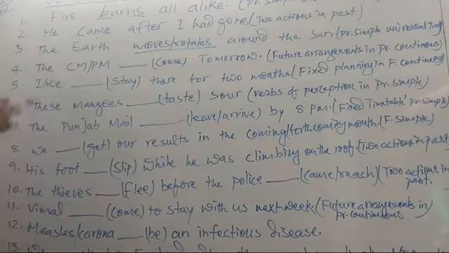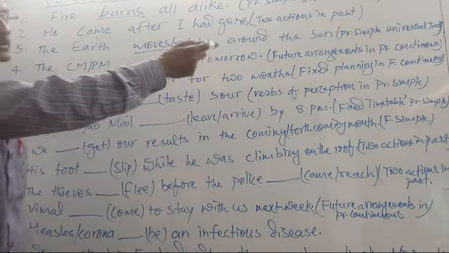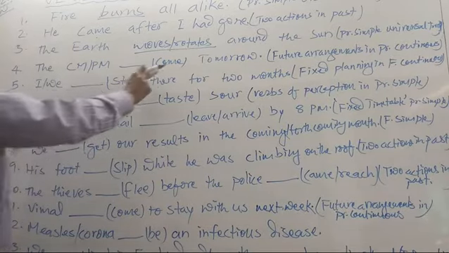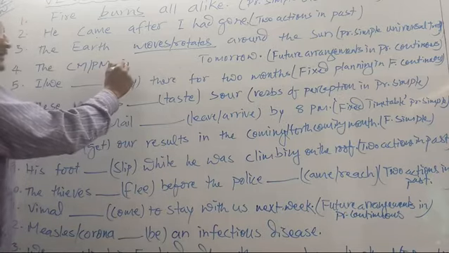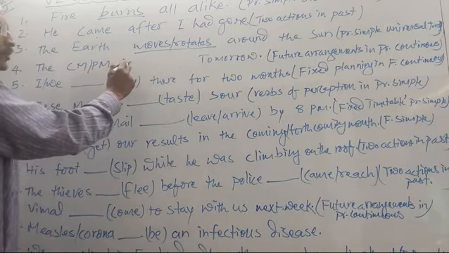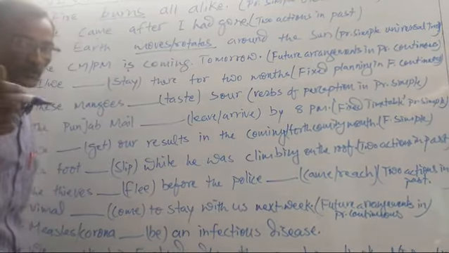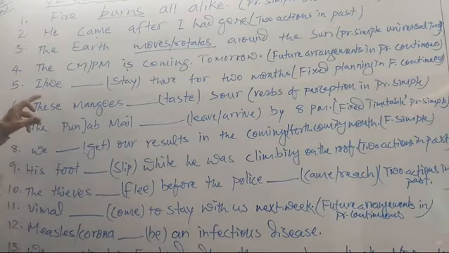The third case is like the CM or PM is coming, the CM or PM dash come tomorrow. Future arrangements is always represented in present continuous. So we have to supply here is coming tomorrow. So like that you need to be more and more minutely you have to go.